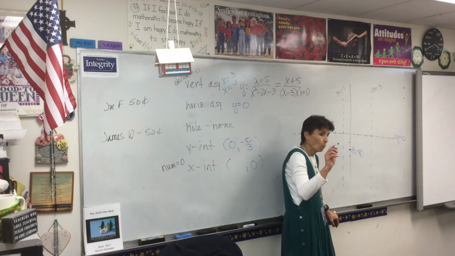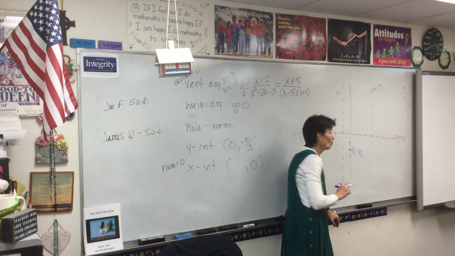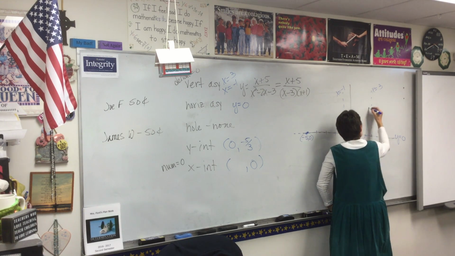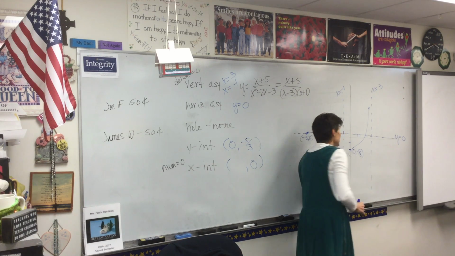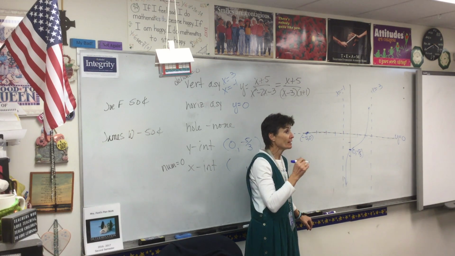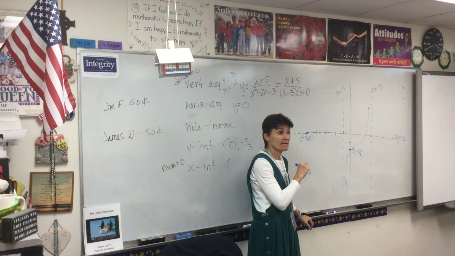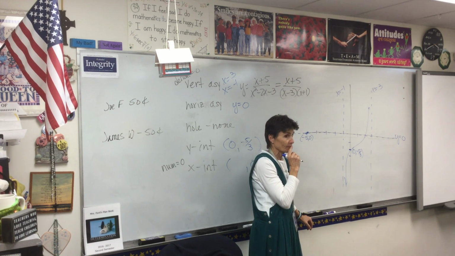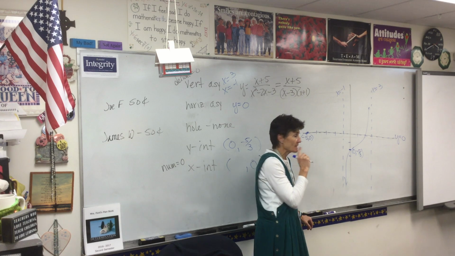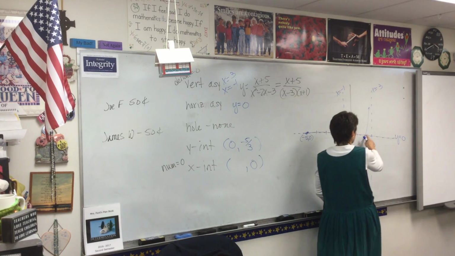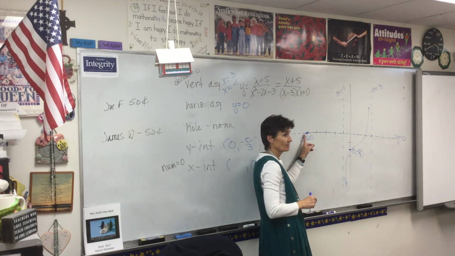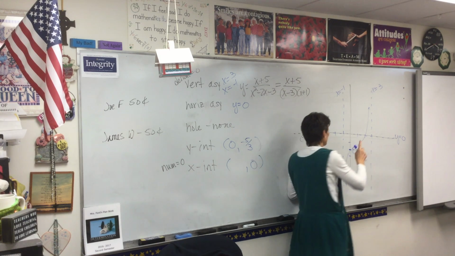Okay, now one option would be a cubic function. Now let's talk about that. Something like this. Is that a legit option for this problem? No. It is an option. No. Why not? Because one side's crossing the x-axis with no point. You can't cross the x-axis. What is the only place we can cross the x-axis? Right here. Okay, so wait a minute.